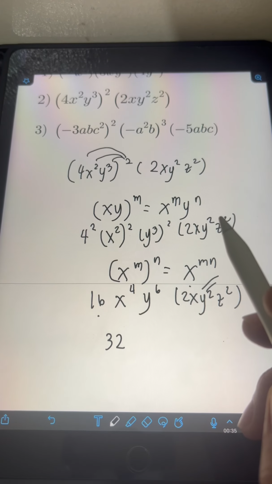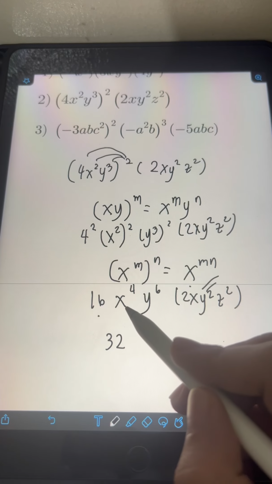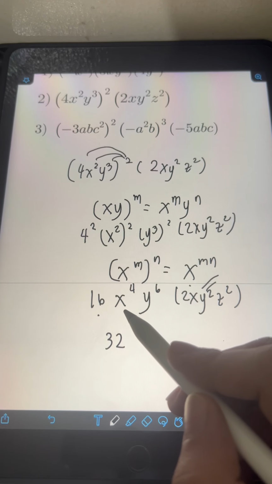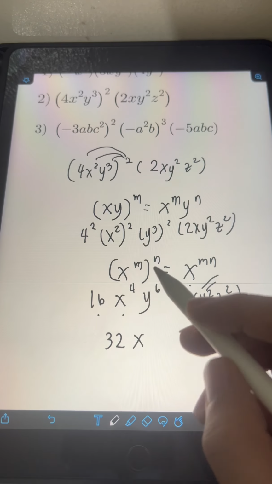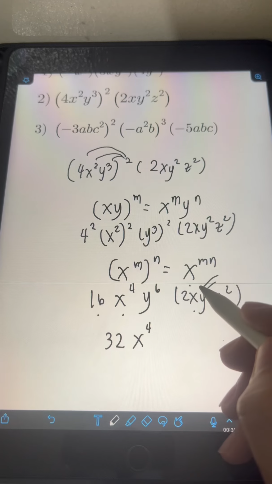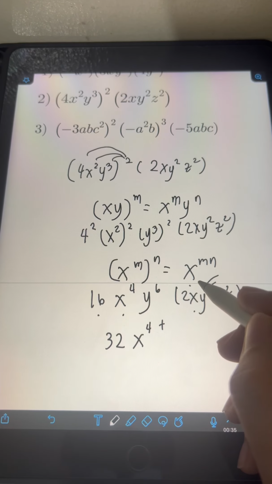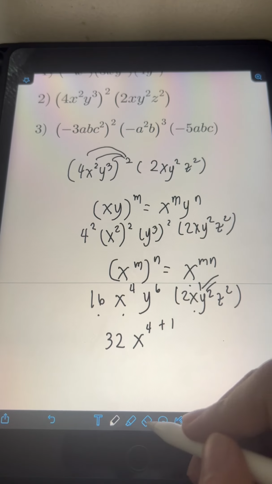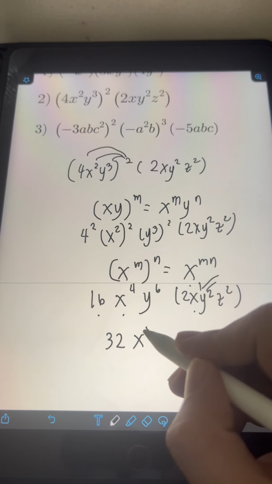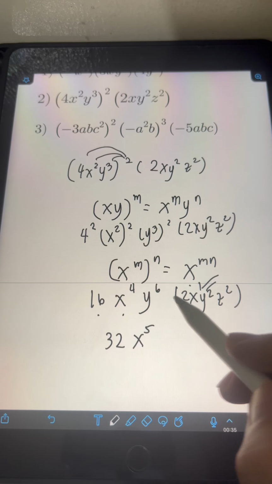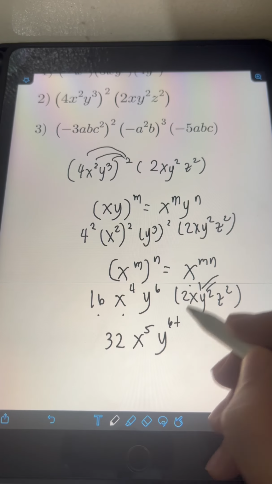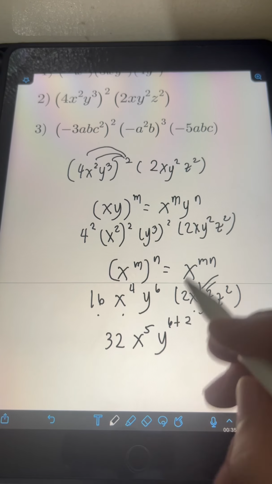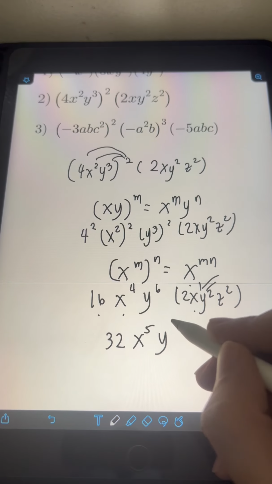Then, applying the law of exponent that we used in the first problem, we can multiply those factors that have the same base. So we multiply x to the 4th times x. We copy the same base x and add the exponents; this x has an invisible exponent of 1, so we simply add 4 plus 1. So x raised to 4 plus 1, or x raised to the 5th. Then for y to the 6 times y squared, just copy the same base y and add the exponents 6 plus 2, so y to the 8.